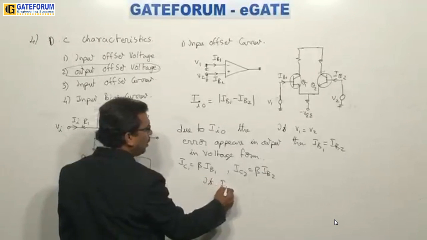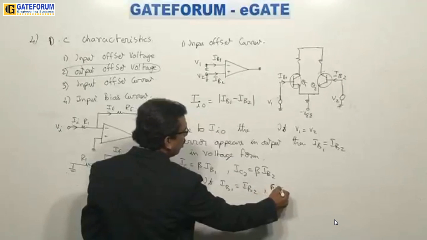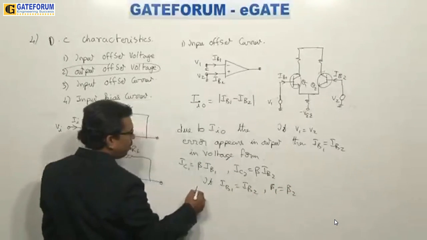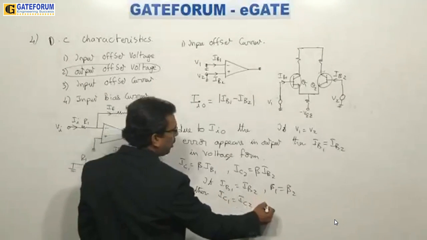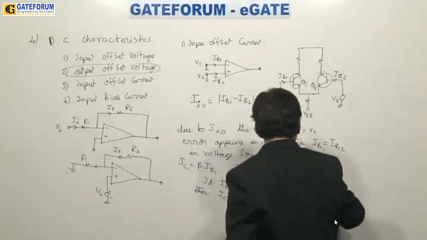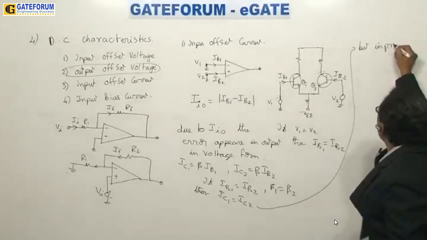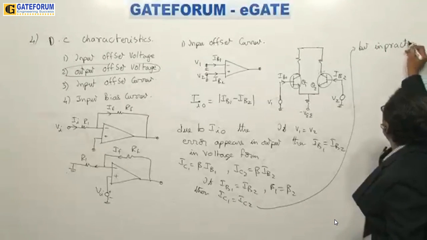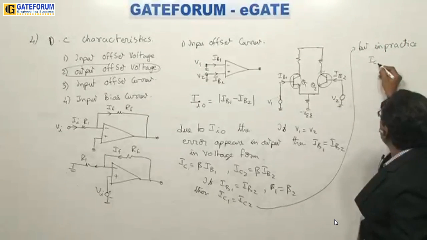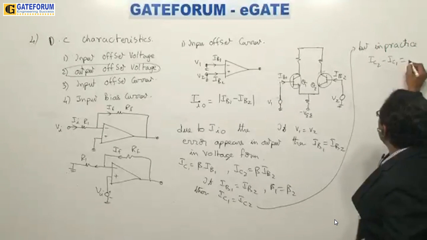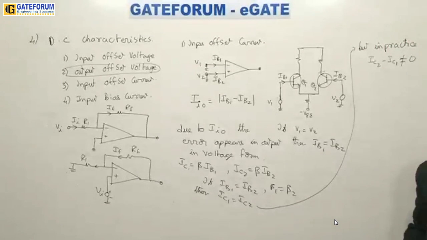If IB1 is equal to IB2 and beta 1 is equal to beta 2, then IC1 should be equal to IC2. But in practice, IC2 minus IC1 is not equal to 0.